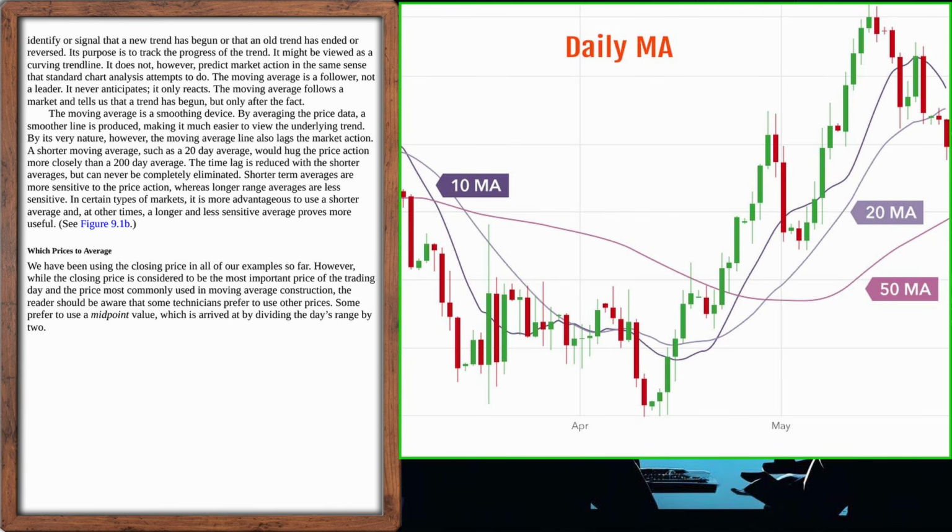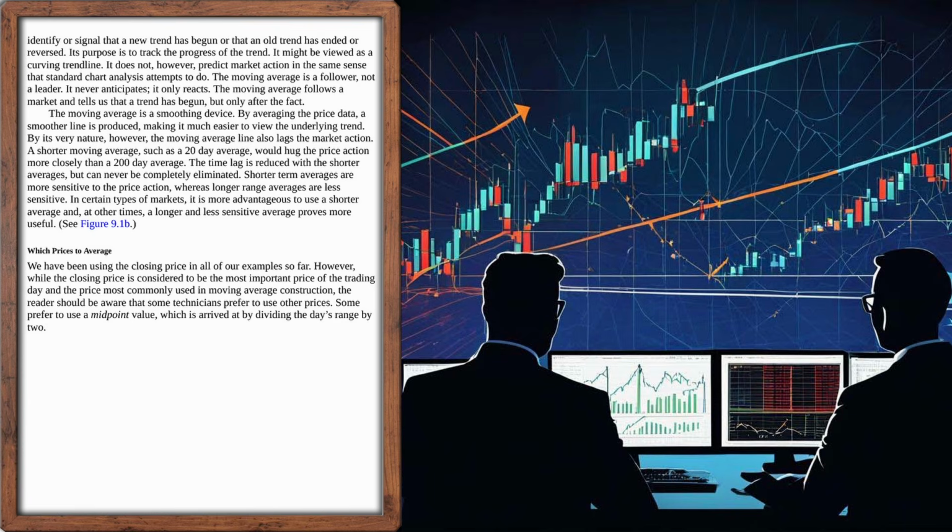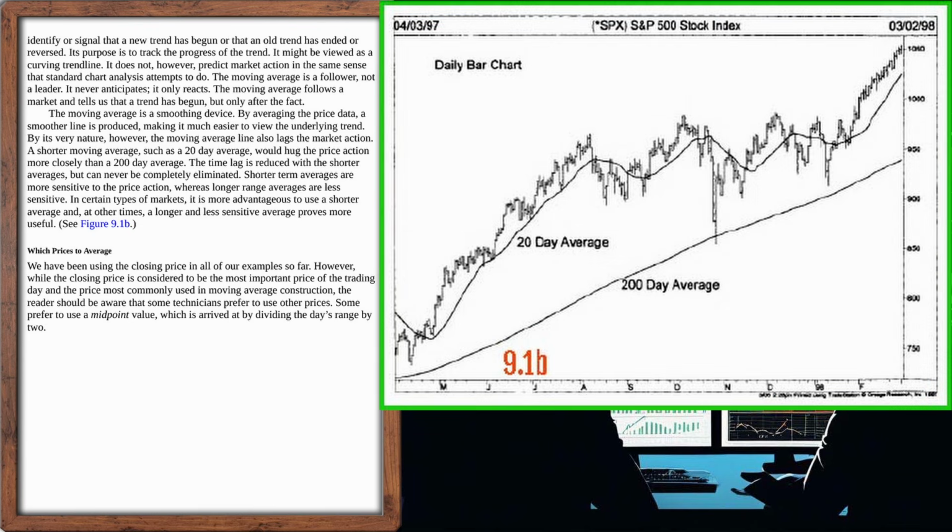The moving average is a smoothing device. By averaging the price data, a smoother line is produced, making it much easier to view the underlying trend. By its very nature, however, the moving average line also lags the market action. A shorter moving average, such as a 20-day average, would hug the price action more closely than a 200-day average. The time lag is reduced with the shorter averages, but can never be completely eliminated. Shorter-term averages are more sensitive to the price action, whereas longer-range averages are less sensitive. In certain types of markets, it is more advantageous to use a shorter average and, at other times, a longer and less sensitive average proves more useful. See Figure 9.1b.